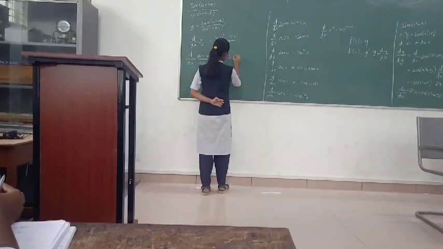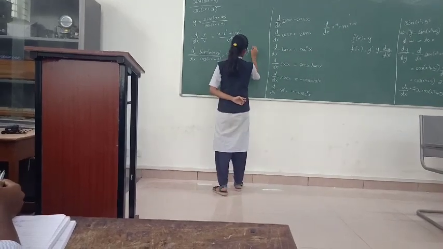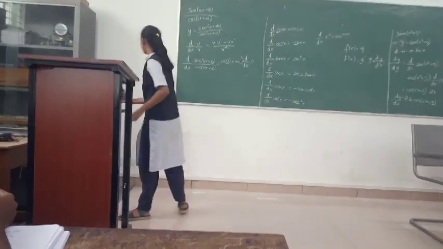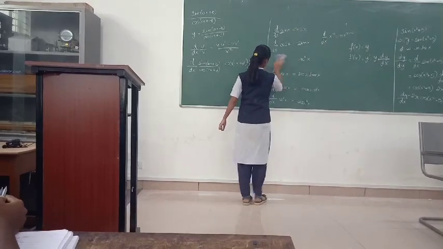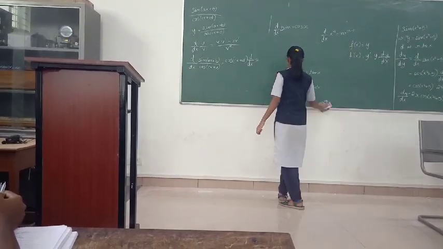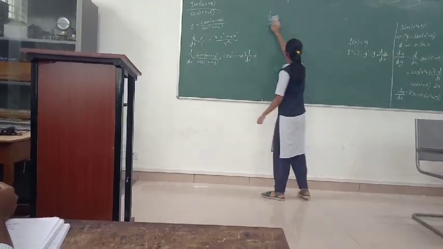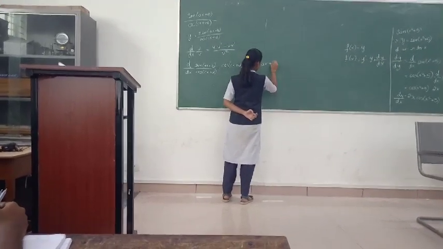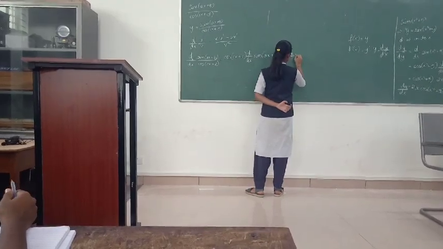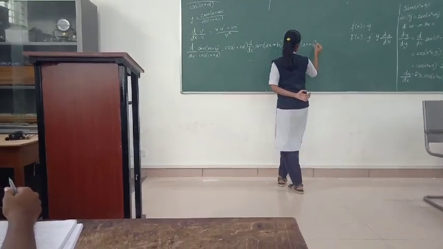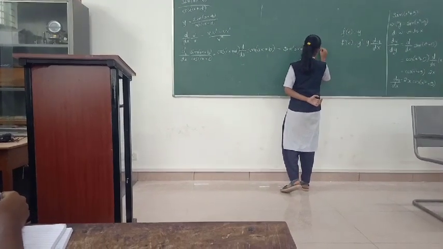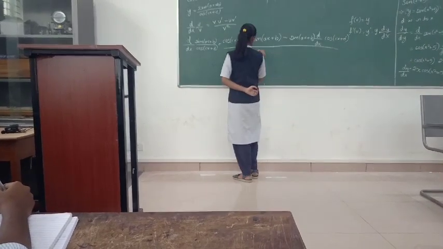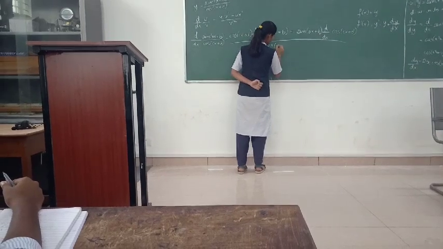v means cos of cx plus b, d by dx of sin of ax plus b, minus sin of ax plus b, d by dx of cos of cx plus b, whole divided by v square, cos of cx plus b whole square.